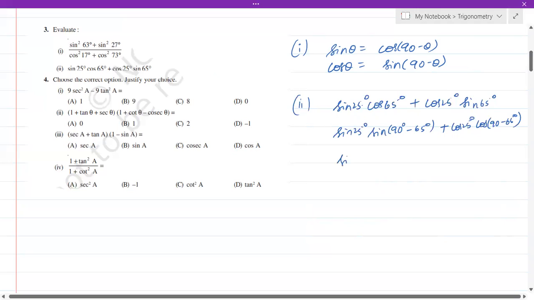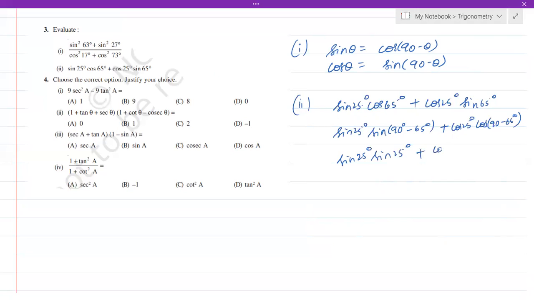So sine 25 degrees into, 90 minus 65 is also 25, sine 25, plus cos 25 degrees, 90 minus 65 is 25. So what is happening here is sine 25 into sine 25. So it will become sine 25 the whole square, or sine square theta, sine square 25 plus cos square 25. Now it is exactly like sine square theta plus cos square theta, which will give us 1. I hope this is clear. So let's get into the next question.